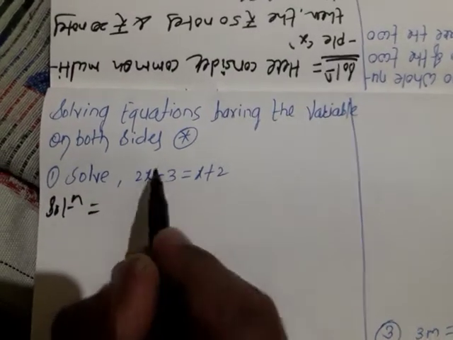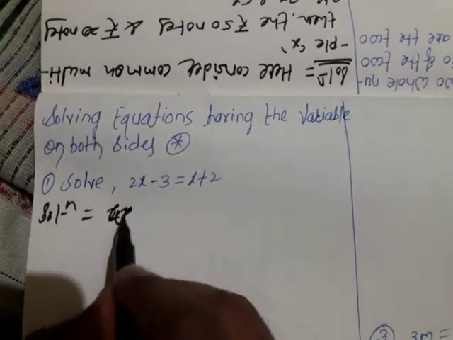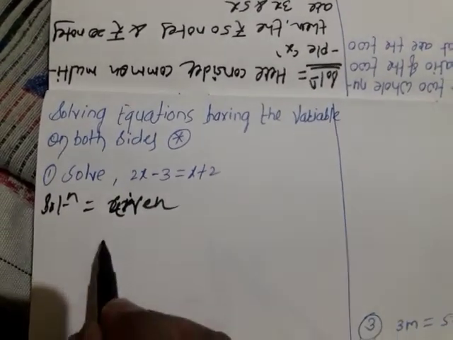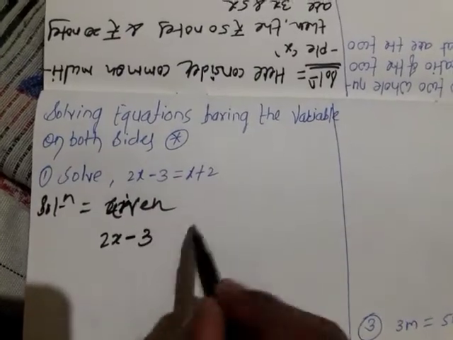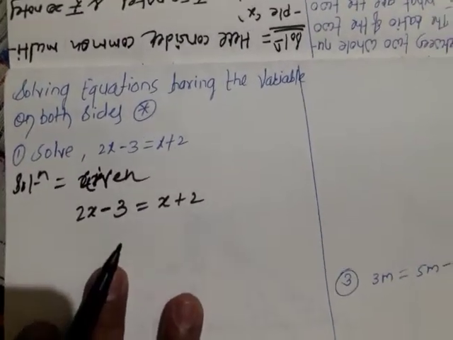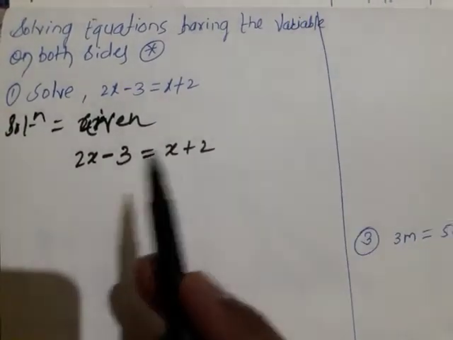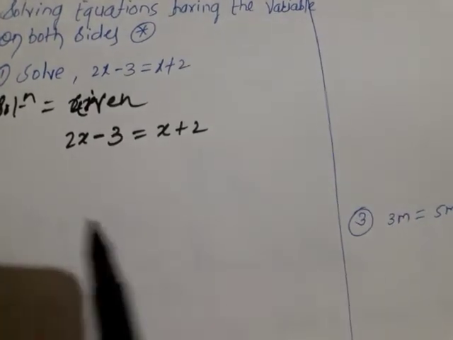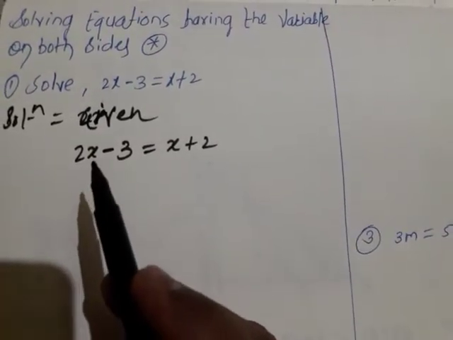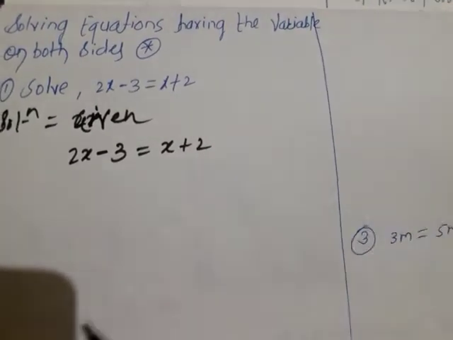Solution. First of all, we will write given. What is given? You know that. I will write here first of all. Given. Okay. What is given? 2x minus 3 is equal to x plus 2. Solving equations having the variable on both sides is nothing but we have to find out the value of that variable which is given in the example. Which variable is given in the example? If you will observe carefully, then we will come to know that x variable is here.